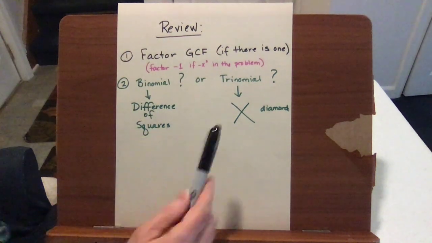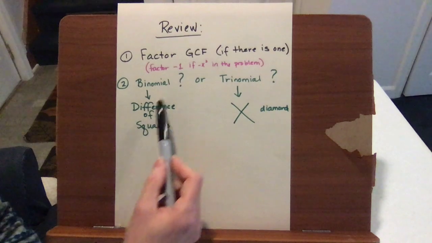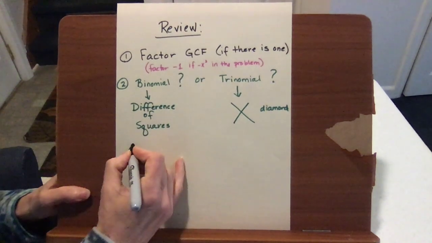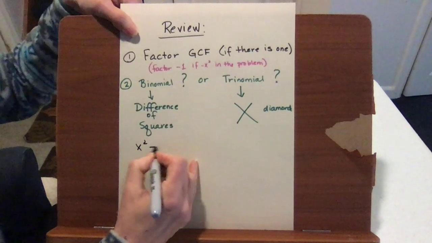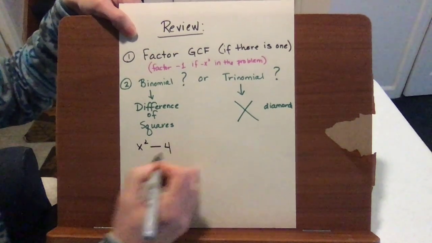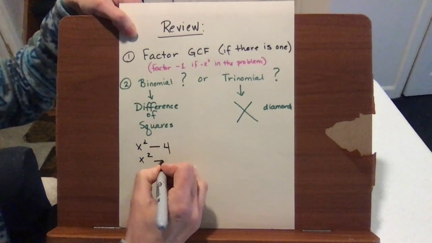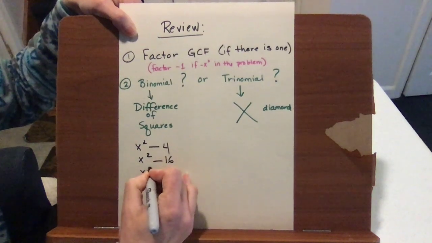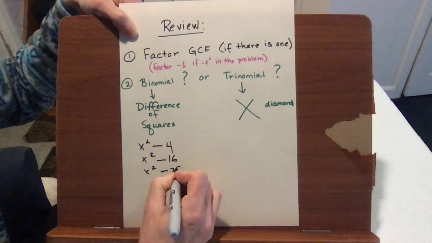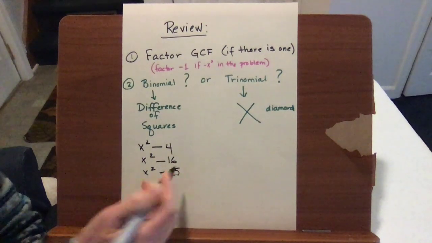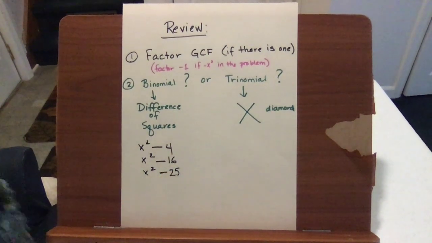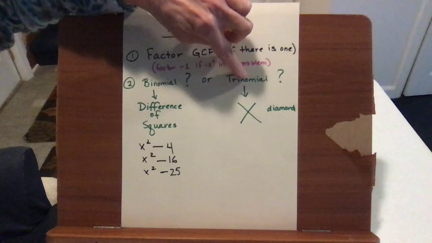And then you go to whether or not you have a binomial. And if it is a binomial, a difference of squares, meaning you have something like x squared minus 4, or x squared minus 16, or x squared minus 25, where x squared is a perfect square, and each of the numbers that are being subtracted are perfect squares. So you're going to look for that. If it's x squared plus 4 or plus 16 or plus 25, then that's not a difference, so just be careful of that. If it's not a binomial, we're going to look to see if it's a trinomial.